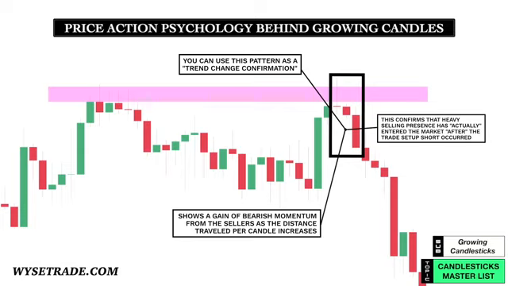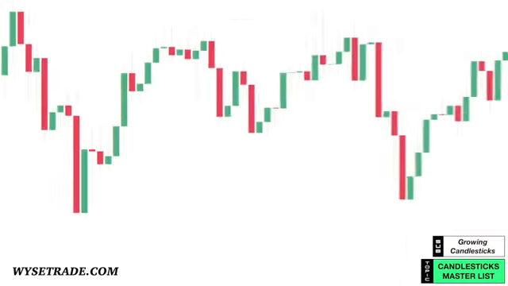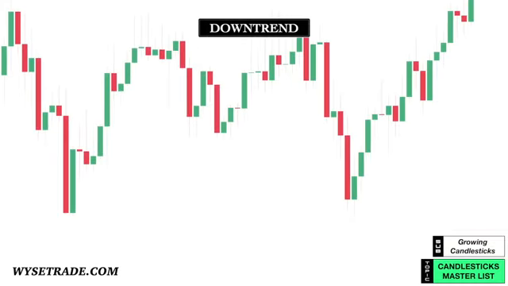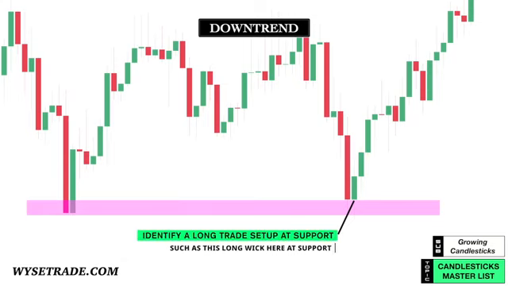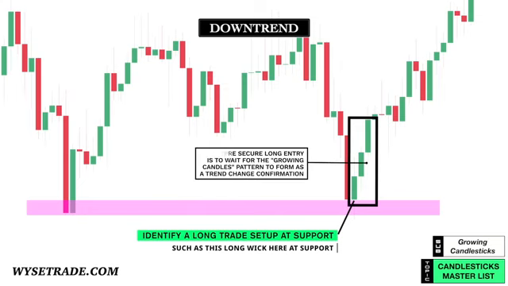Now, going in the opposite direction. You first need to identify a long trade setup at support. Now, right after the long opportunity setup occurs is when you would look for this pattern to form, where the candles increase in size one after the other.